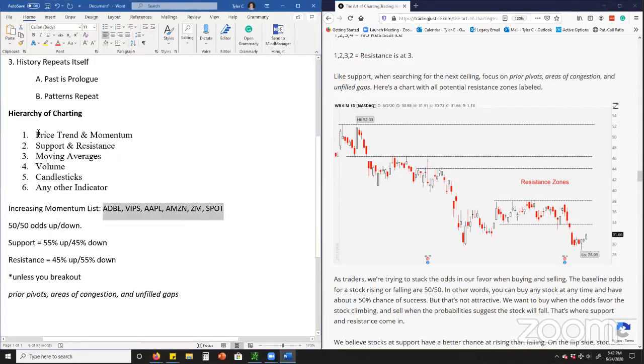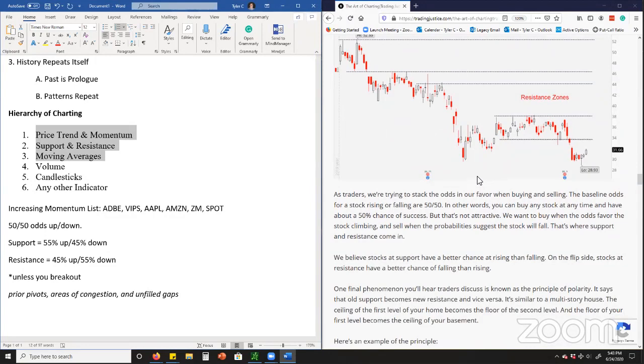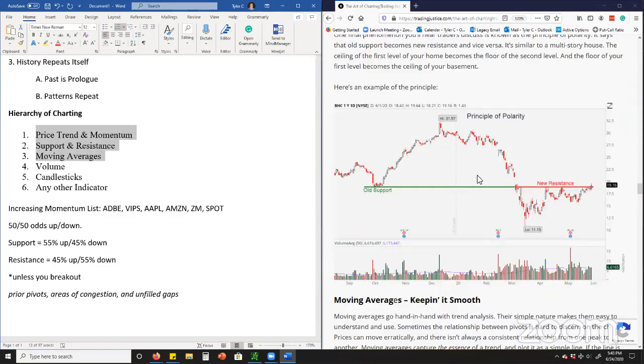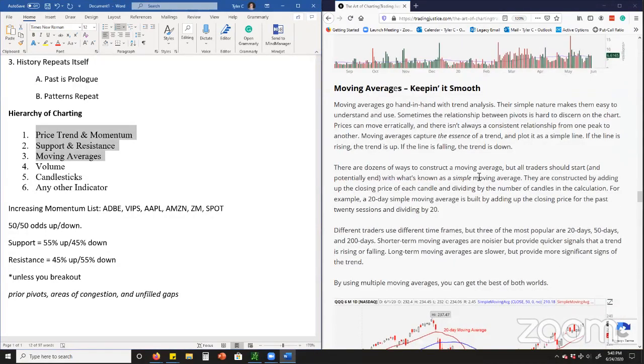All right, so I've identified the trend and whether it's increasing or decreasing in momentum. I've identified support and resistance. Now I go into moving averages. Moving averages are really the first indicator that I would look at. And if you've followed us at Tackle Trading for any length of time, you know that all the coaches use moving averages to one degree or another, okay?